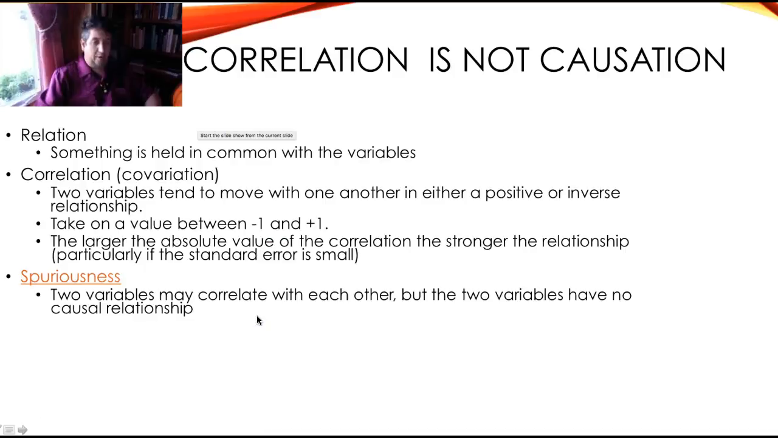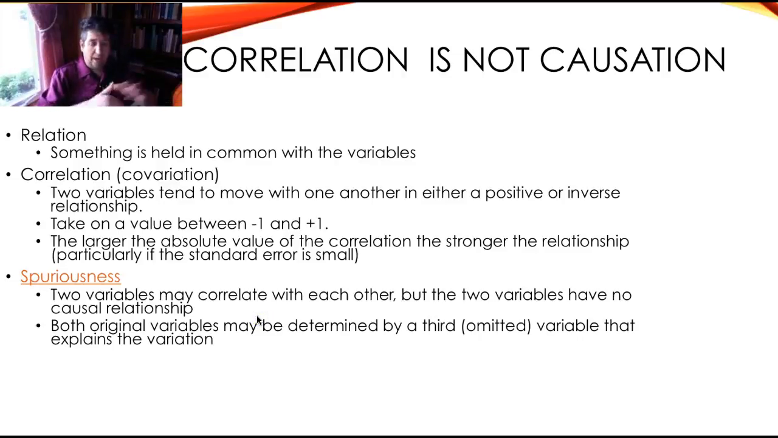What we see here is that spuriousness refers to when two variables correlate with each other but have no causal relationship. They lack that causal explanation. So oftentimes it's because both the dependent variable and the independent variable are caused by a third variable.